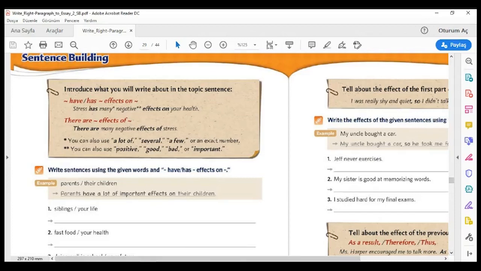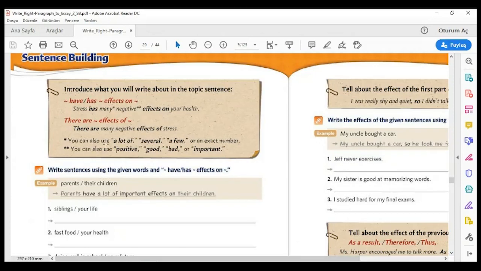Now, on this page, there are two activities. The one activity focuses on have, has. So it's a topic sentence with have, has. And then the second activity focuses on topic sentences that start with there are, effects are. Okay, so let's say you have to write a paragraph about the effects of stress. For the first, you can say stress has many negative effects on your health. And then for the second one, you can say there are many negative effects of stress. So you will use one of these two as your topic sentence.